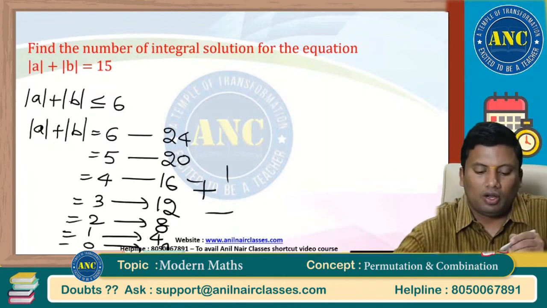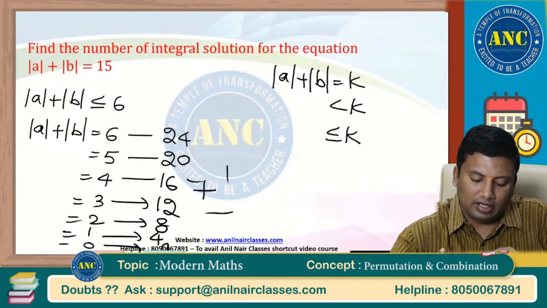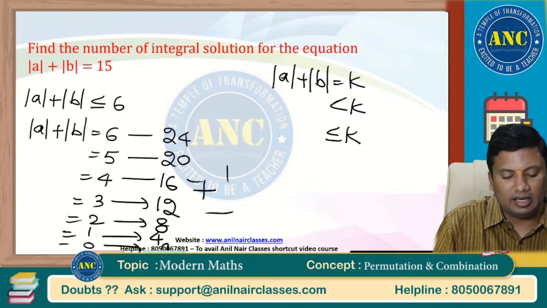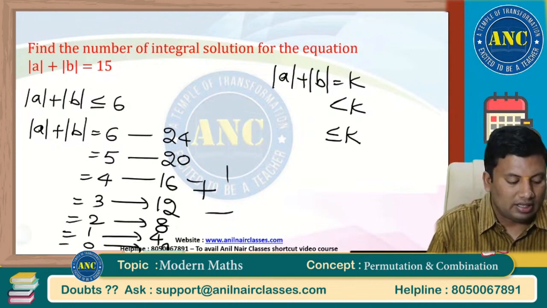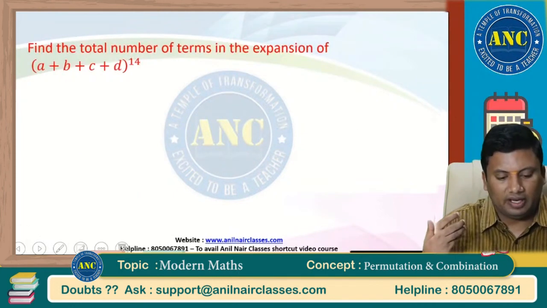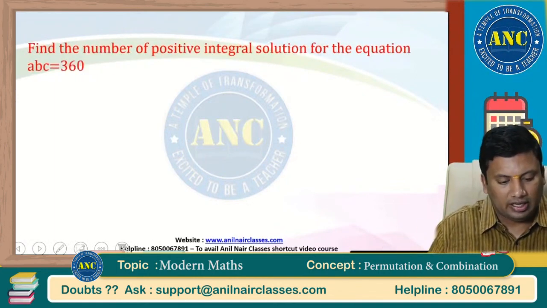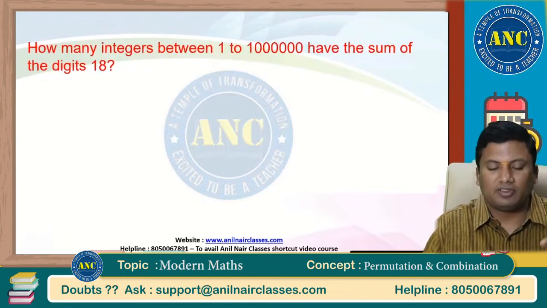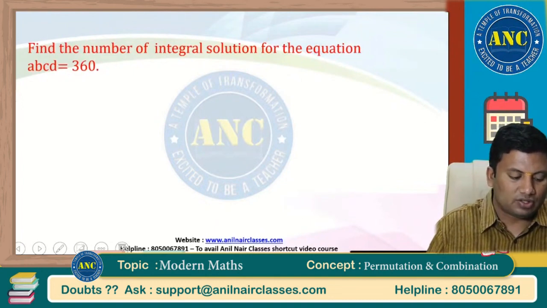So we did all the problems based on |a| + |b| equivalent to k, less than k, and less than or equivalent to k. I hope the idea is clear, right? In the next class we will do three variables, the number of distinct terms, and how to find the integral solutions. For this kind of question we will do how many integers have a digit sum of 18. Some more very good questions we will solve.